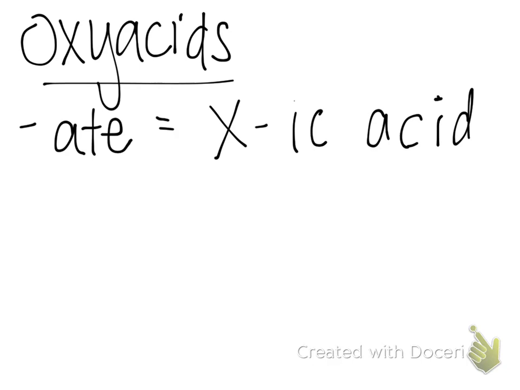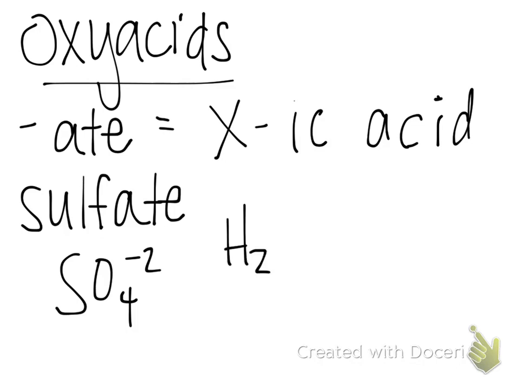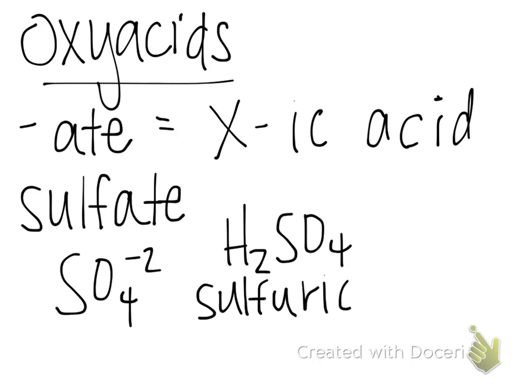Sulfate. What is the chemical formula? SO4 minus 2. If I want to make this an acid, how many hydrogens do I need to add? 2. H2SO4. That is sulfuric acid. Are we clear there?